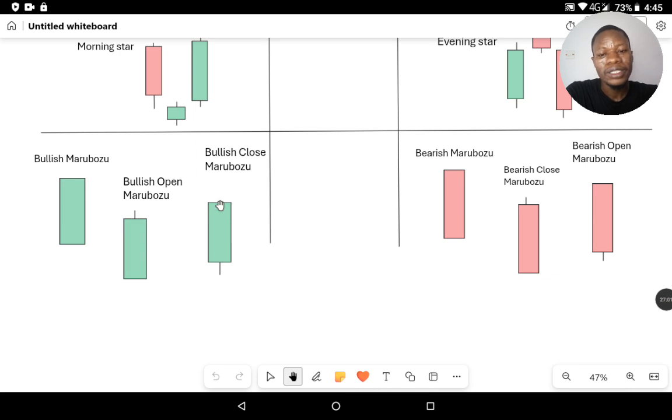So this is Marubozu open, because the open of the candle is perfect. So why is this Marubozu close? This is the open of a bullish candle, while this is the close of a bullish candle. This is where the market opened and this is where it closed.